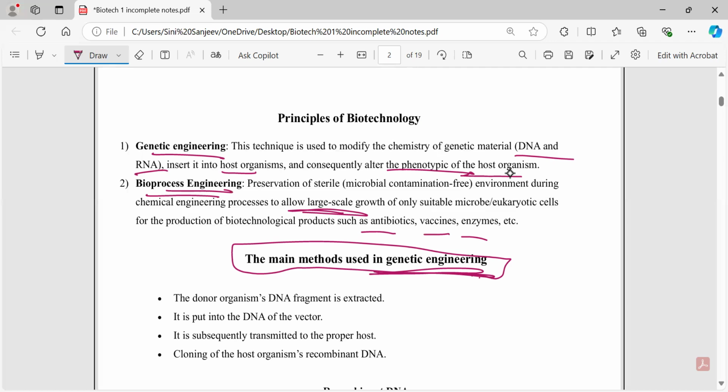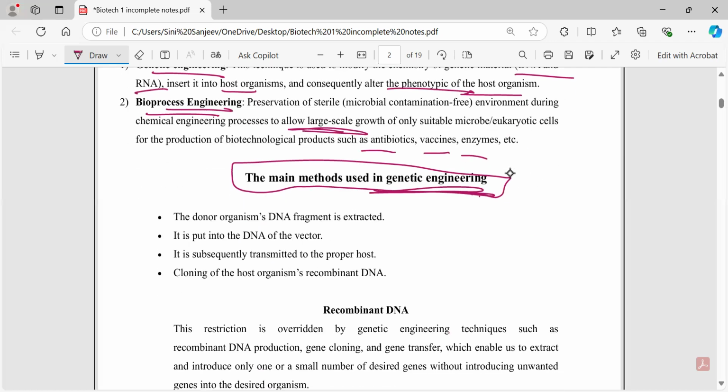So whenever you take a particular DNA, you have to make sure that the gene from where you're isolating the DNA is healthy. Only then should you insert it into the host, replicate it, and introduce it into your desired plant or animal. These are the main methods you're going to use in genetic engineering.